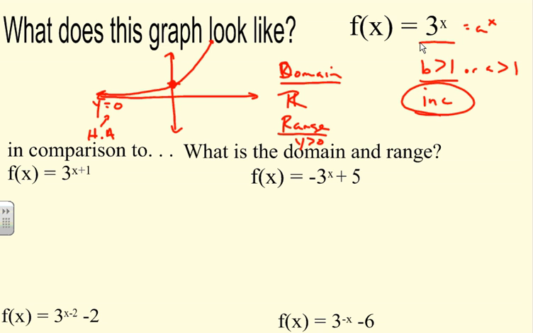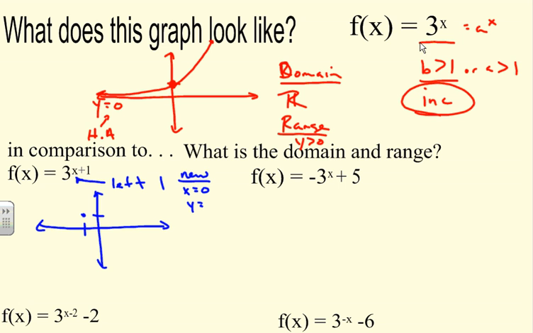Our first example, we have 3 to the x plus 1. Well, this x plus 1 means that we are shifting this graph to the left 1 unit. So all the points on that original function are being shifted to the left, and that original y-intercept is going to be moving over to right here. If you want to know the new y-intercept, just plug in x equals 0, and we can see that y is going to equal 3. So you can plot that right there, and we're going to have a graph that looks like this.